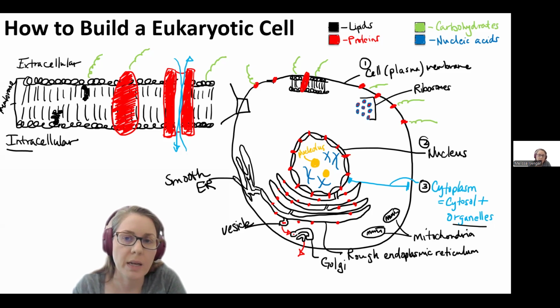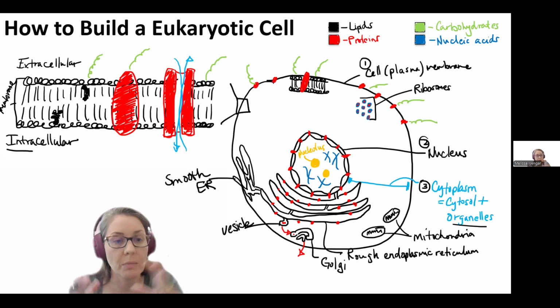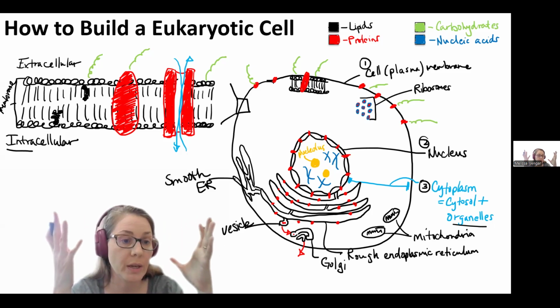So some cells that do removal of toxins, especially lipid-based toxins, will have more smooth endoplasmic reticulum to help with the breakdown of those toxins. So you've got mitochondria, rough endoplasmic reticulum, Golgi, vesicles. Sometimes you have things like peroxisomes and lysosomes. Peroxisomes and lysosomes are all types of vesicles that just store different things. That's really what they are. You can have a vacuole. A vacuole is just a larger vesicle that stores things as well.